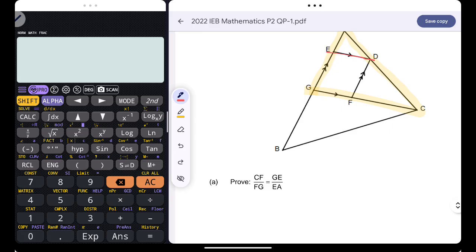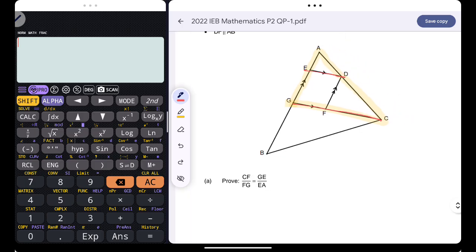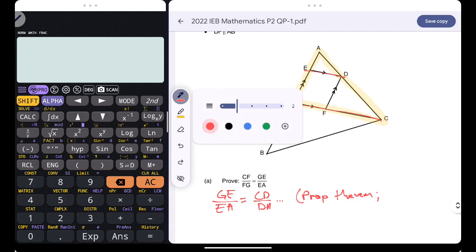With ED parallel to CG, we can therefore conclude that GE over EA is equal to CD all over DA. This is true because of the proportionality theorem, prop theorem. Why? Because ED is parallel to CG.